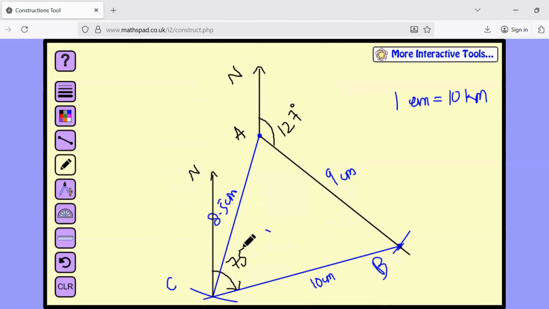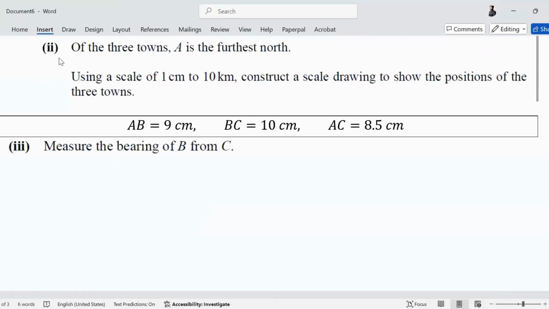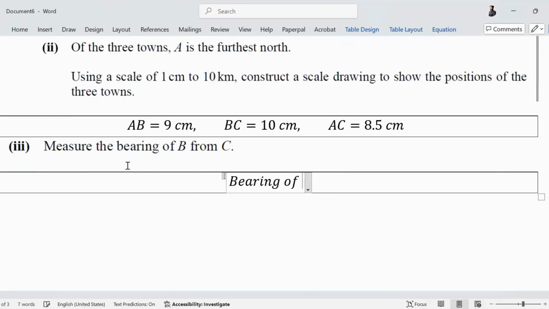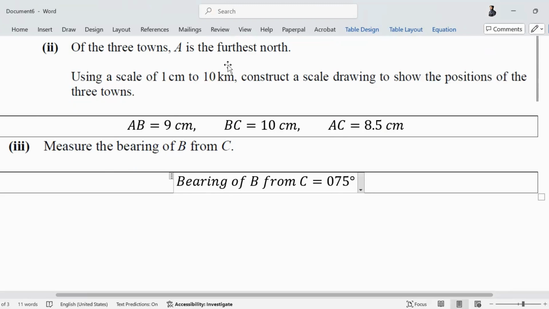Bearing of B from C. So draw a vertically straight line on C and then measure this angle. And how am I supposed to write it as a bearing? Show your measurements, and the bearing of B from C will be 075. Is that right? You always mention all three digits in a bearing.